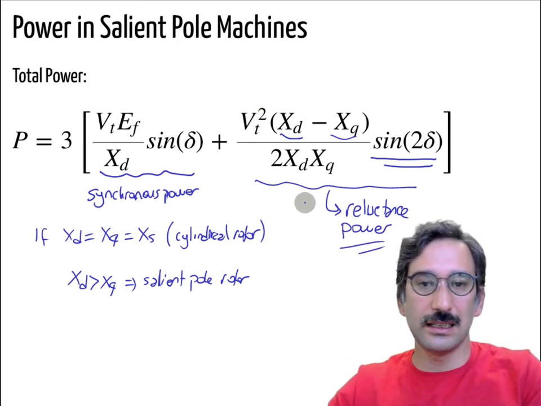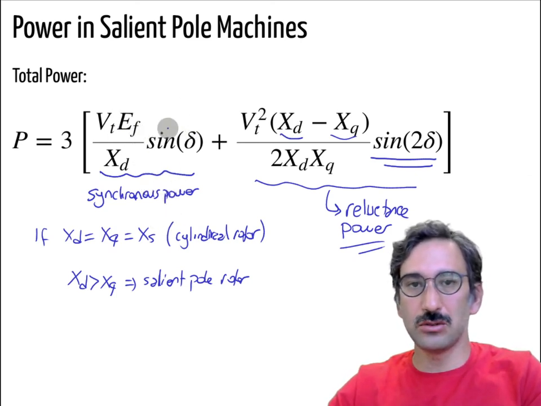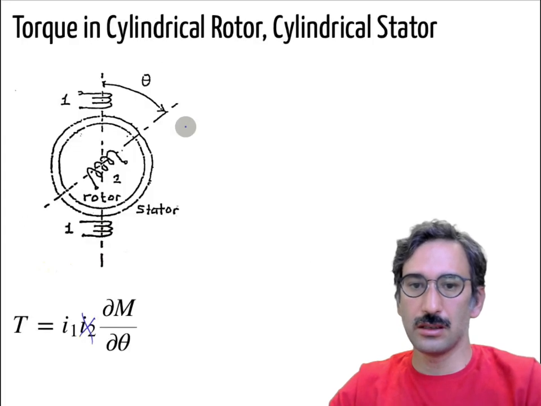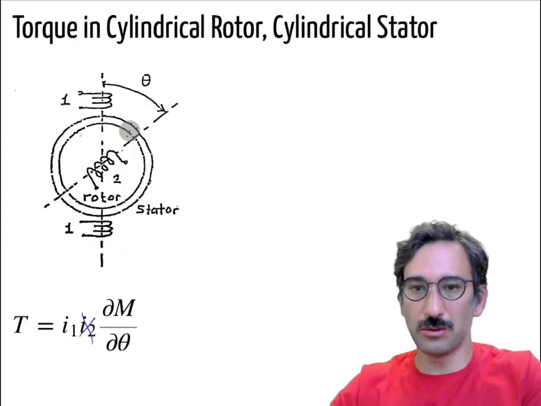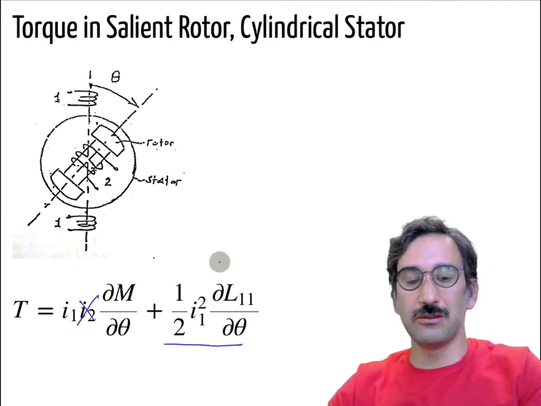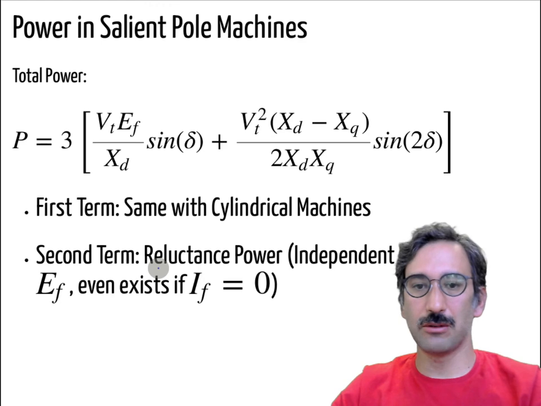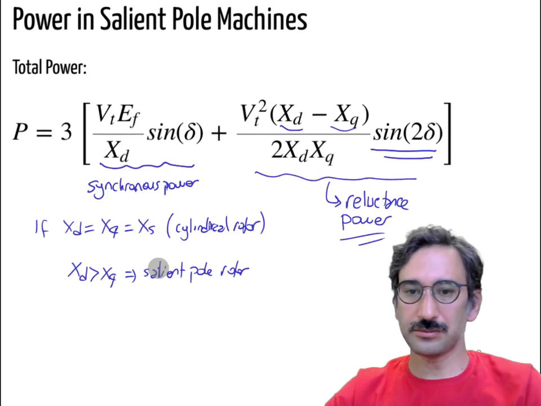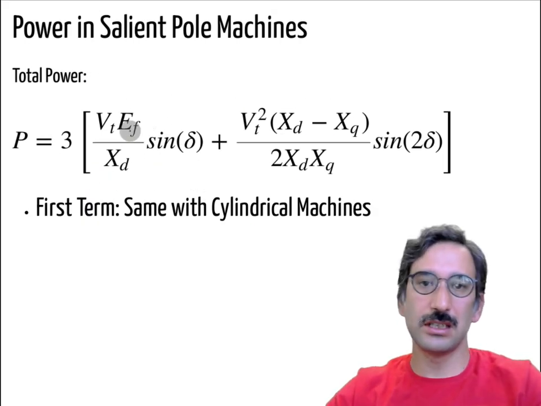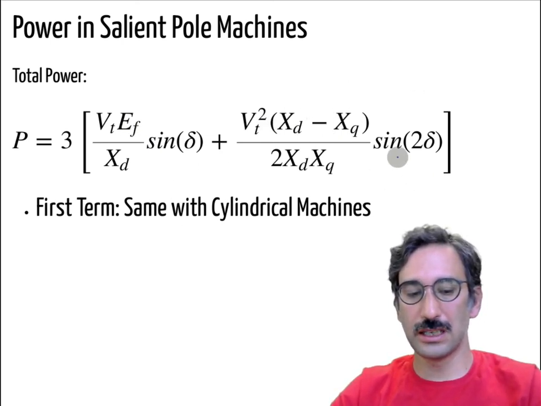Okay, and that component is there even if you don't excite with EF, and the mutual inductance term is proportional with theta, or let me go back. So here, it was proportional with theta, but in that one, the inductance was proportional. If you take the inductance function, it was a function of 2 theta, and you have the same equation here. Okay, so we call it the reluctance power, and the first term is the same as the cylindrical machine, so this is a more generalized term. And if you take xd equal to xq, that term cancels out.